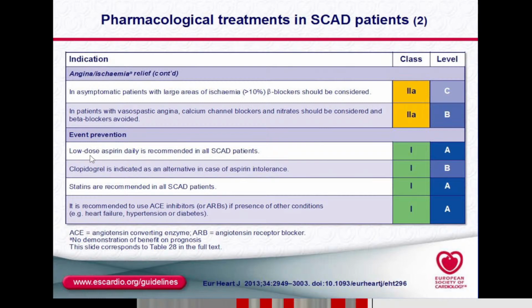Event prevention. Low dose aspirin daily is recommended in all stable coronary artery disease patients. You see here, class of recommendations 1, level of evidence A. Clopidogrel is indicated as an alternative in case of aspirin intolerance, practically the same level of evidence. Statins are recommended in all patients, and it is recommended to use ACE inhibitors or ARBs in presence of other conditions like heart failure, hypertension, or diabetes. These drugs also are strictly recommended.